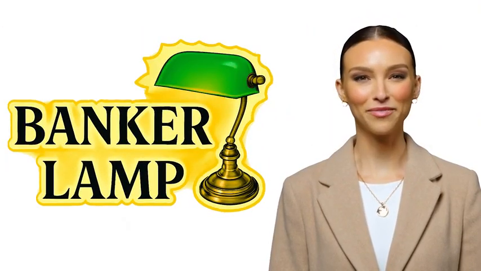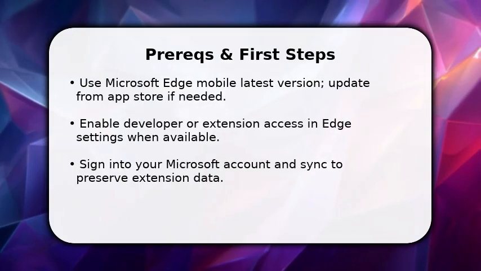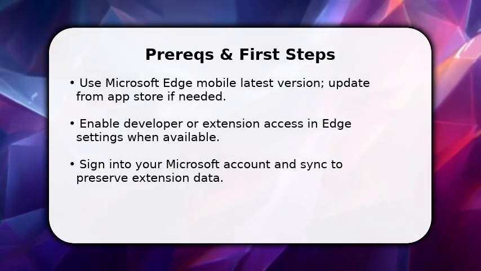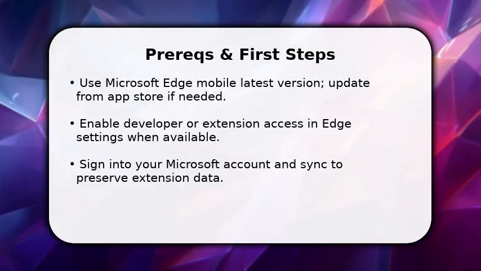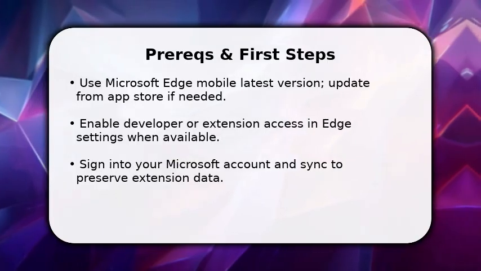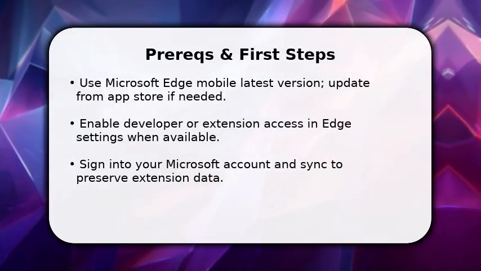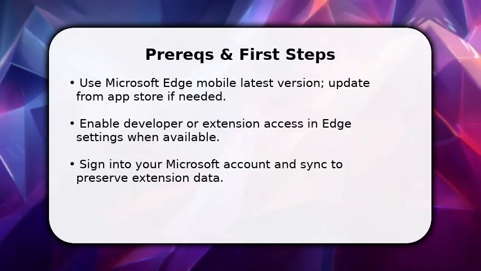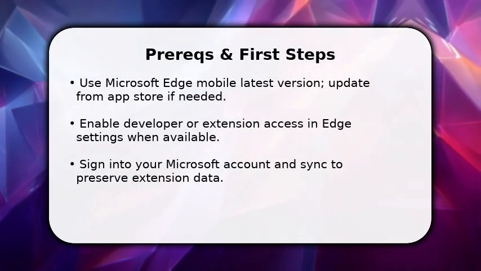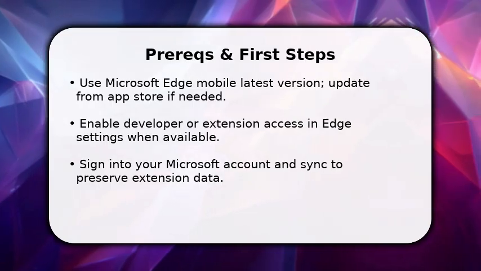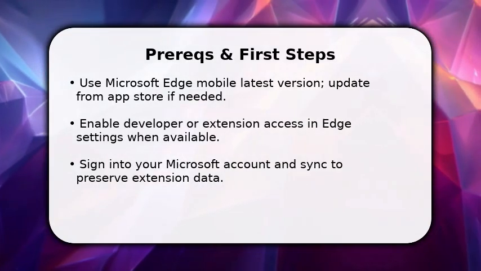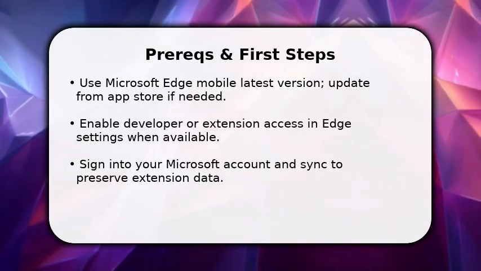Please enjoy the video. You start by confirming prerequisites. Edge Mobile updated and signed into your Microsoft account. Open Edge settings, look for extensions or developer features, and enable extension access. This unlocks the installation flow. Once done, go to the browser menu, select Extensions, then tap Install or Browse Extensions to begin.